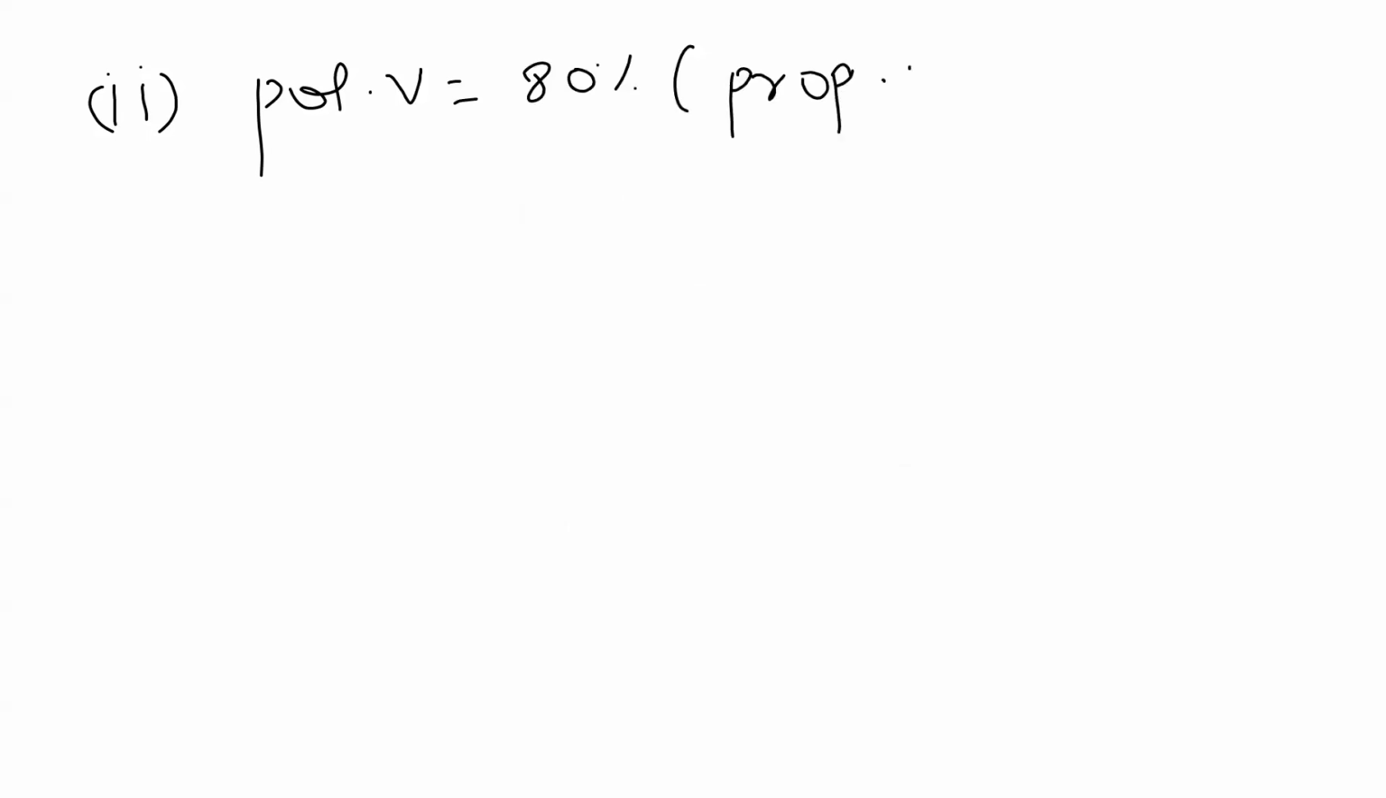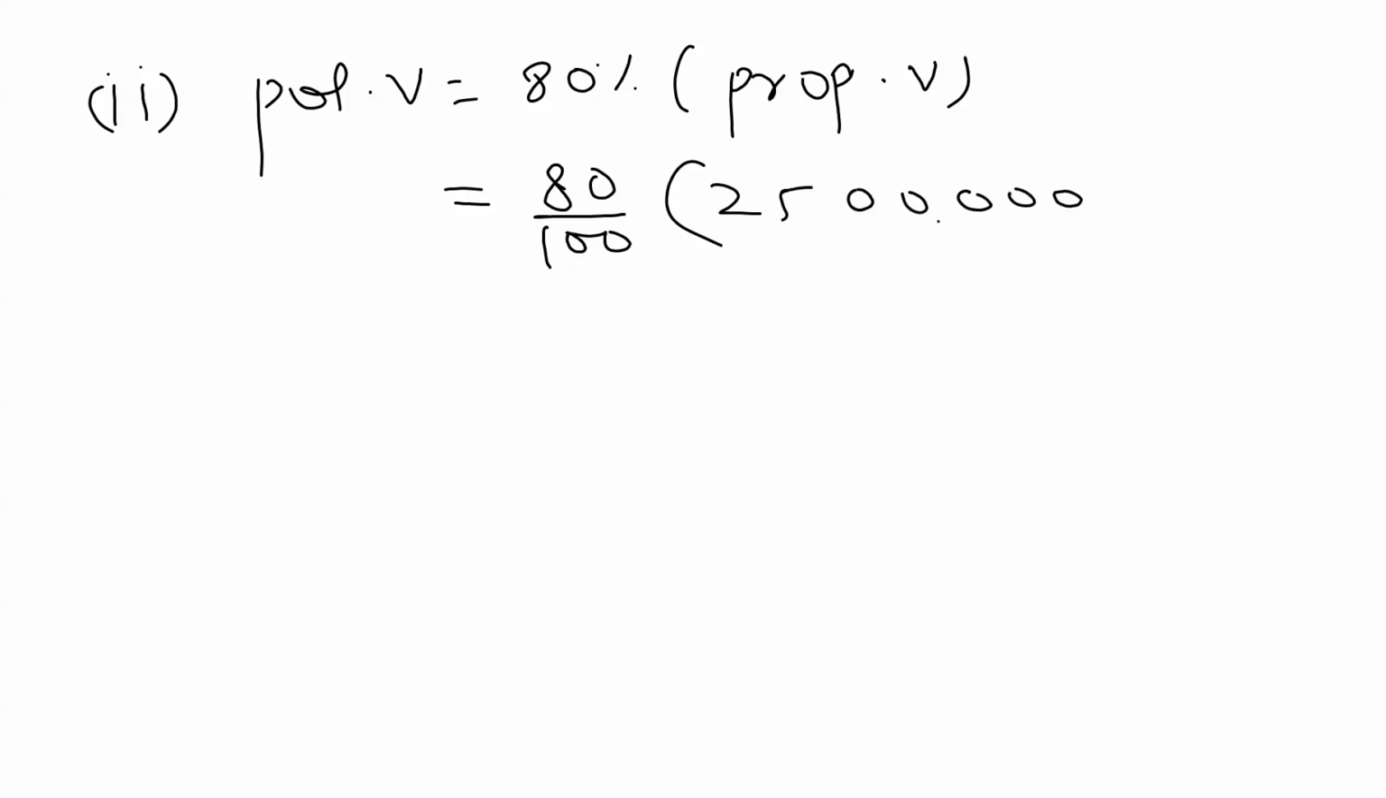Let us go to the second part of the problem. Property is insured for 80% of its value. So policy value is equal to 80% of the property value. Okay, which is equal to 80 upon 100 into property value. So the property value is 25 lakhs. Okay, so you can cancel the zeros over here. Okay, 25 8 into 8, that is 200, and there are 4 zeros which are left. Okay, so the policy value is rupees 20 lakhs.